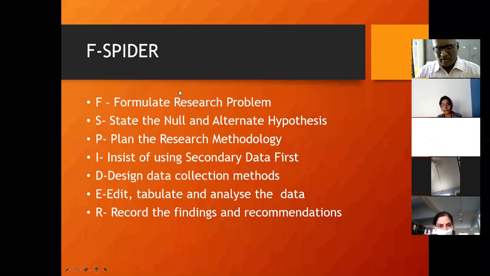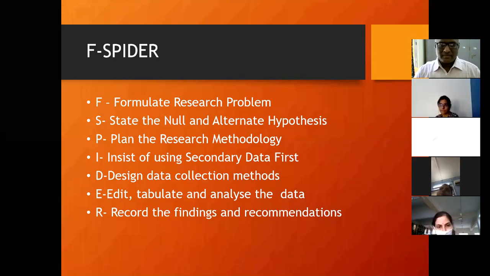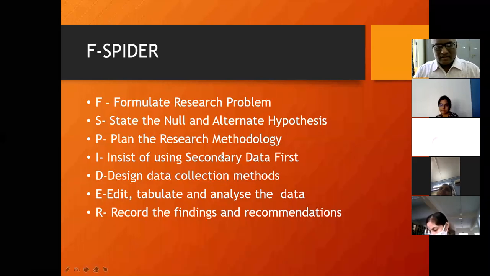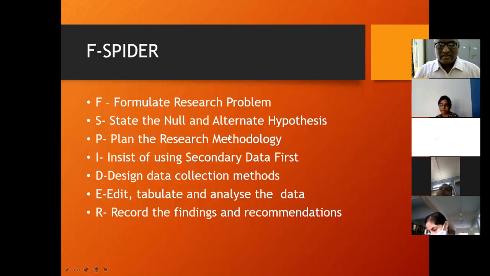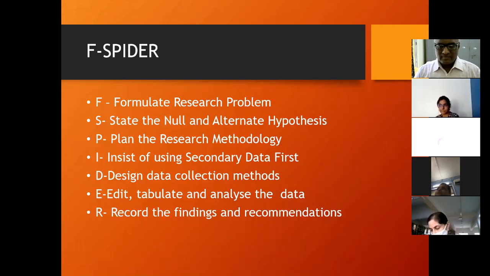This is a very simple format for qualitative and quantitative research. With F SPIDER, you start by formulating the research problem. Once the problem is formulated, you state the null hypothesis and alternate hypothesis, and decide what type of research methodology to use for testing the hypothesis and solving the research problem. Before collection of primary data, you ask the question: can you use the secondary data? If you can solve the problem using secondary data, you need not collect primary data. If the secondary data is insufficient, you go for collection of primary data.